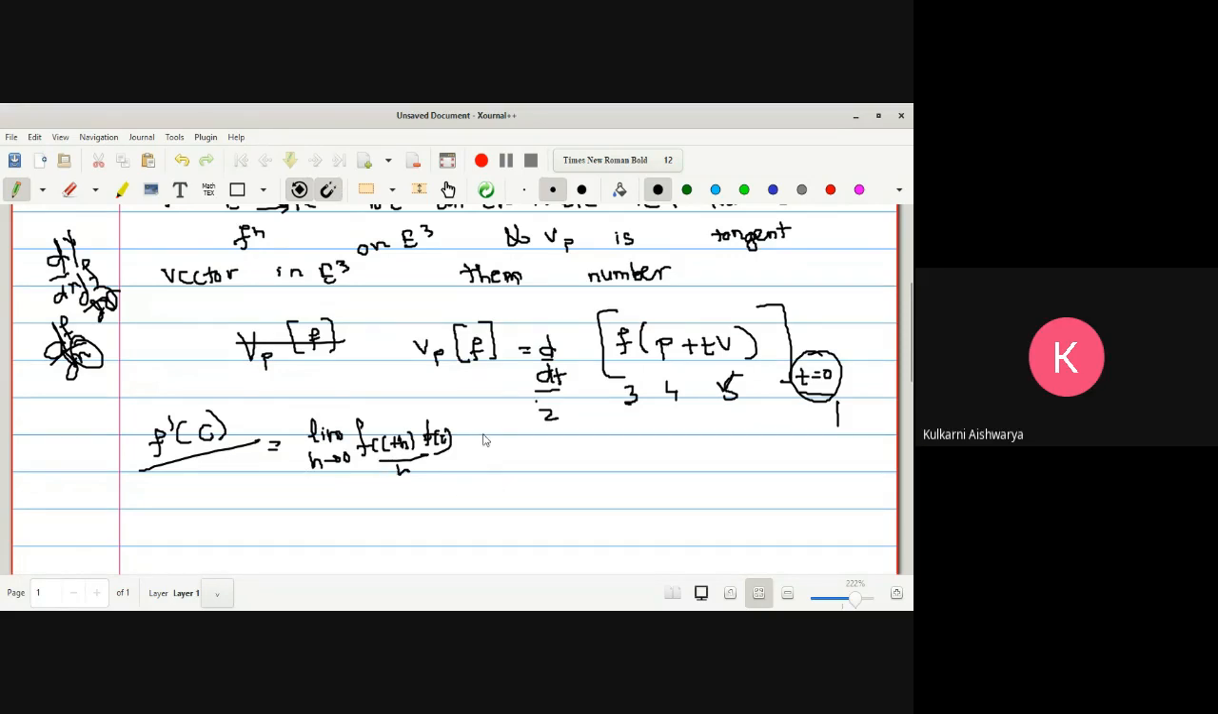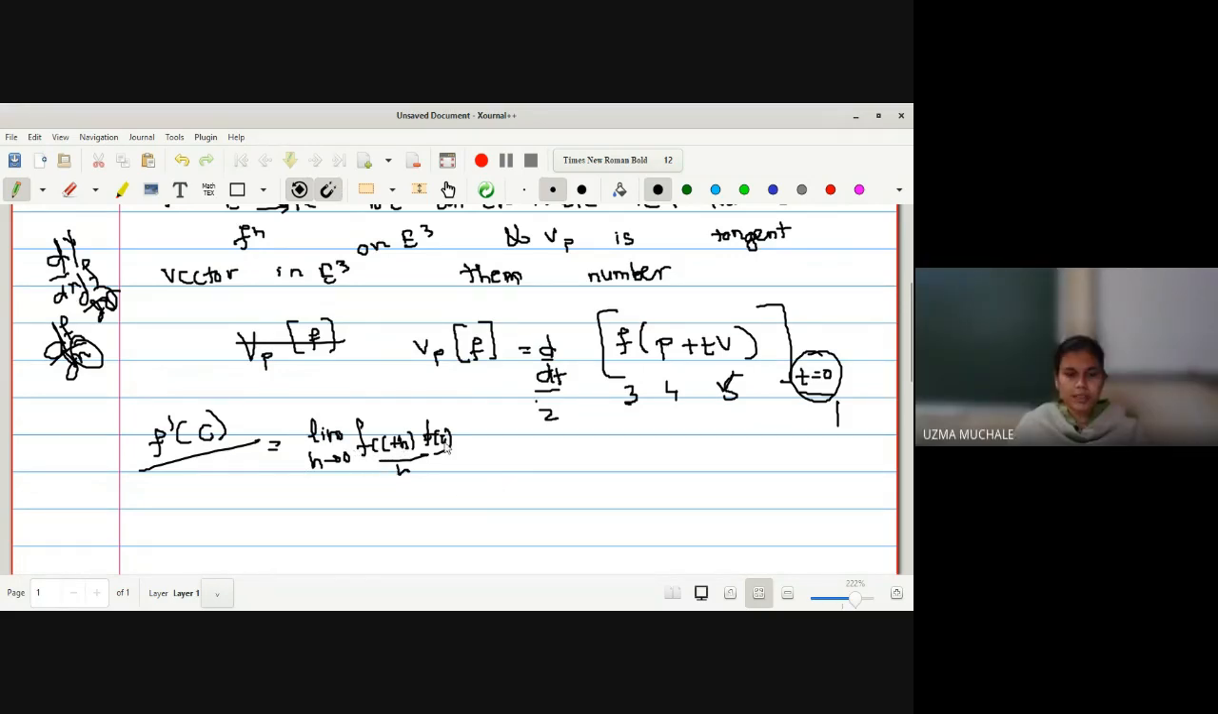So here you can see we take the difference of c plus h and c: the difference in y coordinate divided by the difference in x coordinate, and the limit as h tends to 0. This is f dash of c. But here it is f dash of p plus tv, like f dash of c plus tv. What is this v? V ensures that we are going in the arbitrary direction.